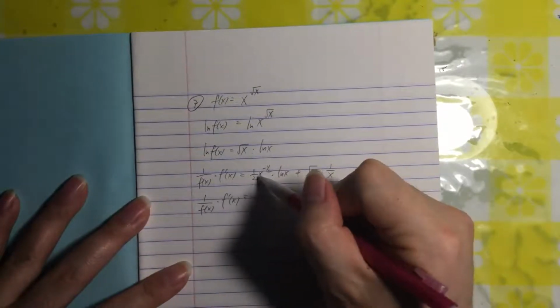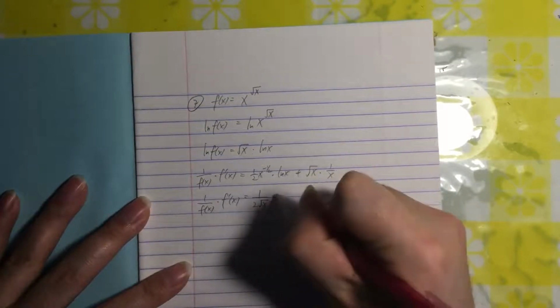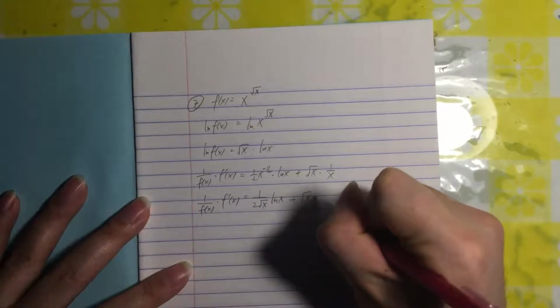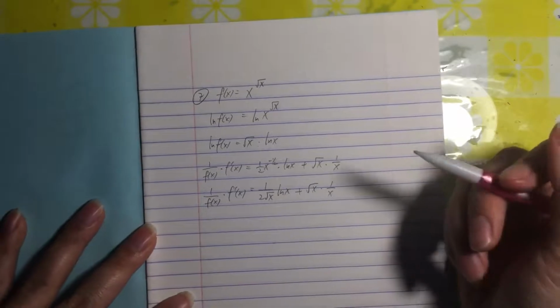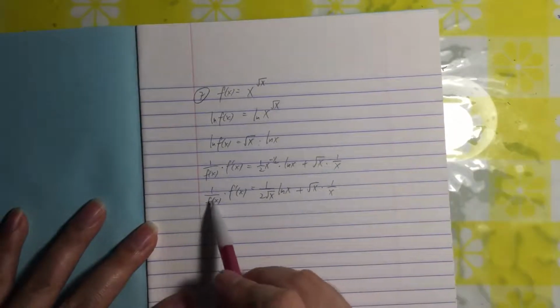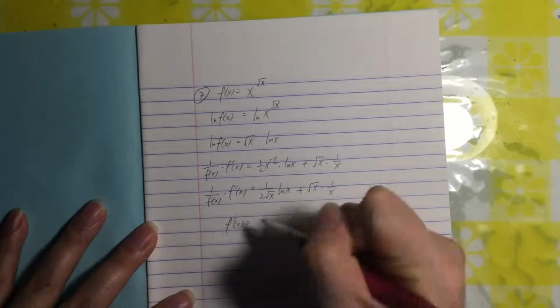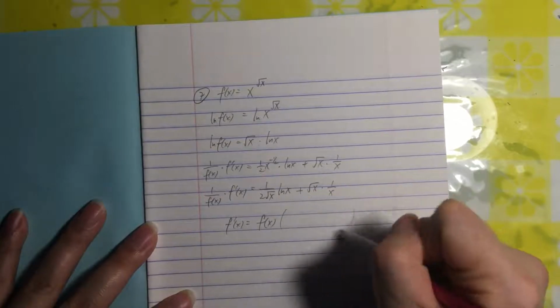Here, half times x raised to a half. That's 1 over 2 square root of x times ln of x plus square root of x times 1 over x. Then I can multiply both sides by f of x. So f prime of x equals f of x times this function.